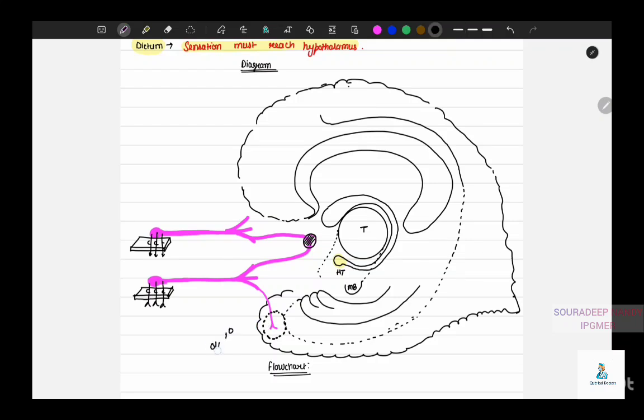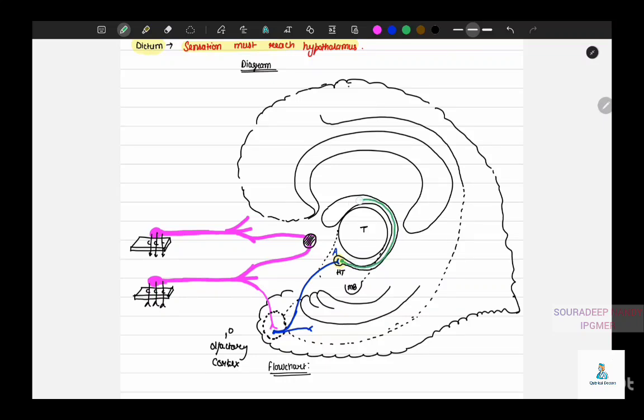From the primary olfactory cortex, fiber goes to the amygdala and parahippocampal gyrus. From the amygdala, I have represented the amygdala with A, the stria terminalis starts.